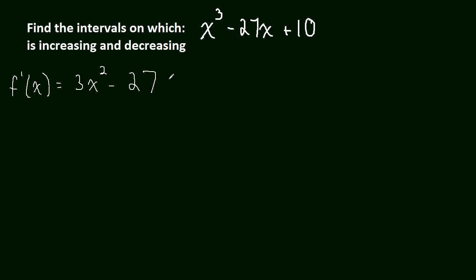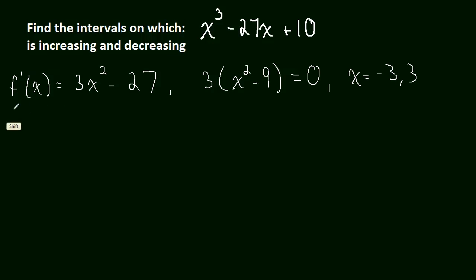And now we can find the critical numbers of this function pretty easily. We just factor out a 3 and we're left with x squared minus 9. We set that equal to 0. And of course our critical numbers are x equals negative 3 and 3. So hopefully that part is second nature to you by now.